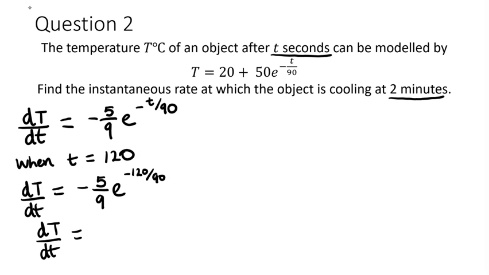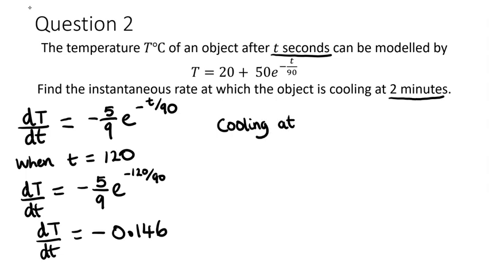Which, when you process this on a calculator, you'll get minus 0.146. So the question is to find the rate at which the object is cooling. So we just need to be careful how we actually phrase our final answer.